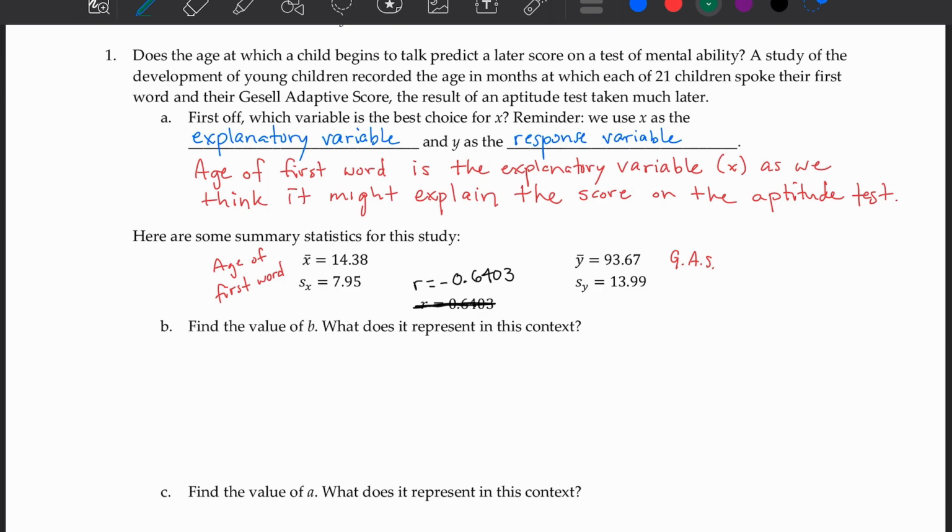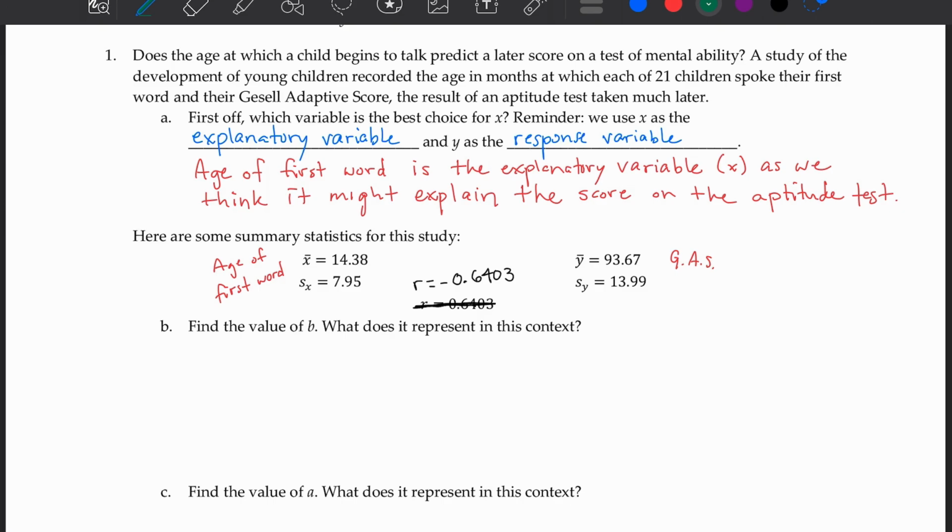And then the r value is the correlation between those, which was incorrect. It should have had a negative 0.6403. If your teacher didn't tell you that, then make sure that you go ahead and fix that. And that should make sense because we're thinking that it is a negative correlation, that the longer it takes you to say your first word means that maybe these aptitude test scores later in life might not be as high.